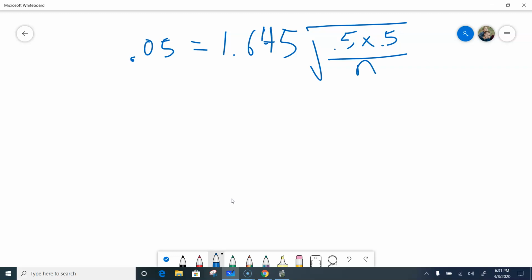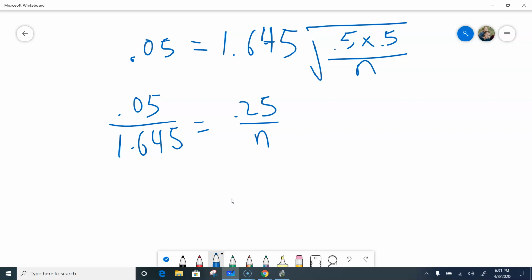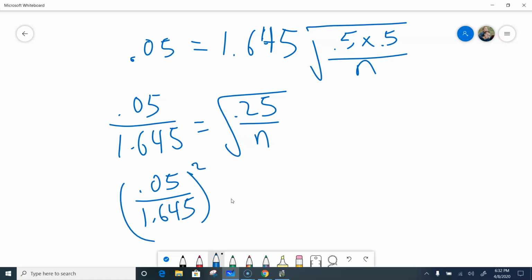And n is unknown. Okay, so it's z-star times the square root of p hat, q hat, over n. We've got to solve for this n. So first thing I've got to do to get this n by itself is divide both sides by 1.645. This is all algebra here. I'm sure you've all been missing algebra. Okay, so 0.5 times 0.5 is 0.25. How do we get this n? Well, the first thing we have to do is get rid of that radical. So I'm going to square both sides. So if I square this side, then what's left over here is just 0.25 over n.